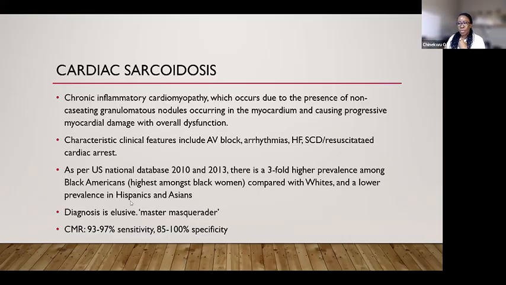We know that for some reason there's a threefold difference in the US National Database study, where you have people of different ethnic origins, and people of African ancestry had the highest prevalence, and then women of African ancestry had an even higher prevalence within that. We generally say that it's the master masquerader. It could present as anything, and therefore it's just that index of suspicion.